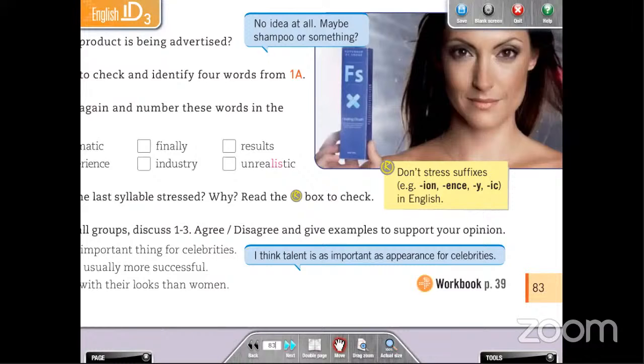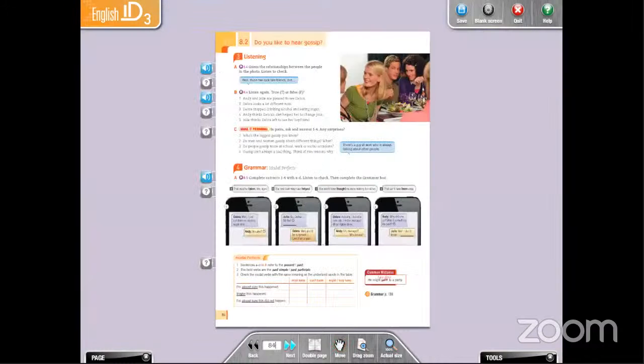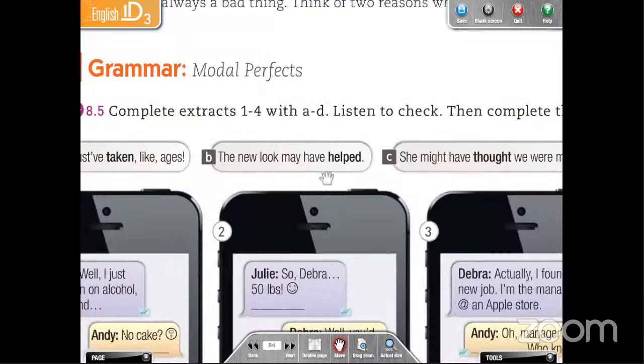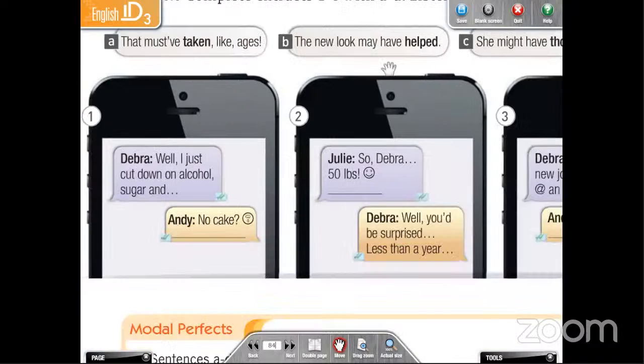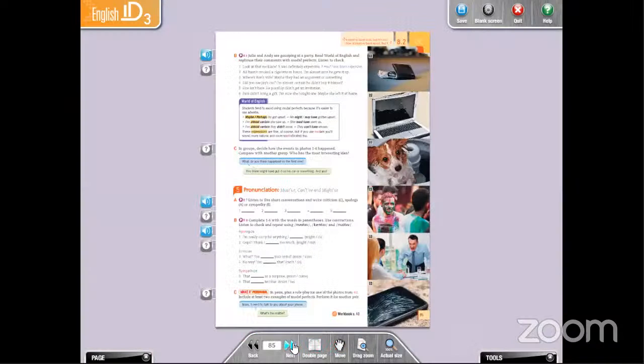Okay, so now let's go to your exam. Tomorrow we are going to talk about the gossips, and we are going to talk about modal perfects. So for tomorrow you have to check the modal verbs. Para mañana hay que revisar los verbos modales. That's important.